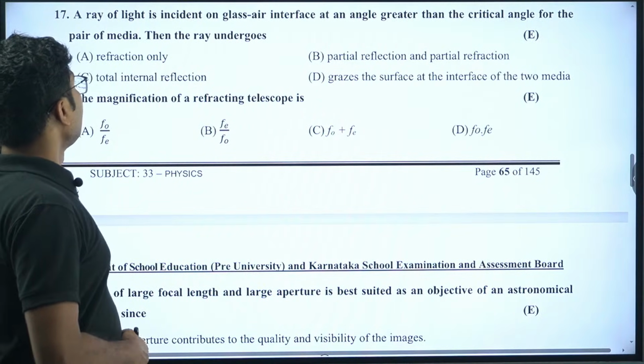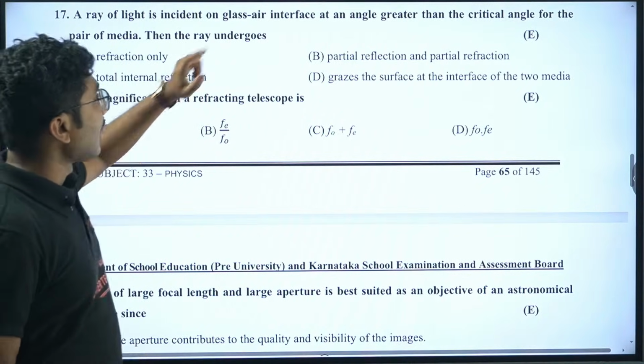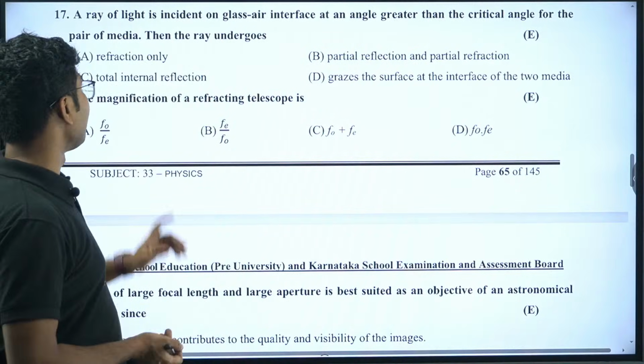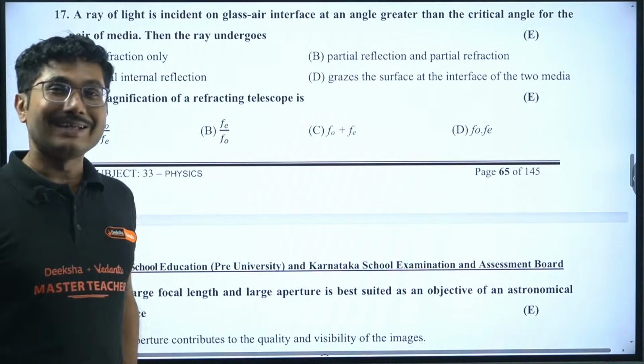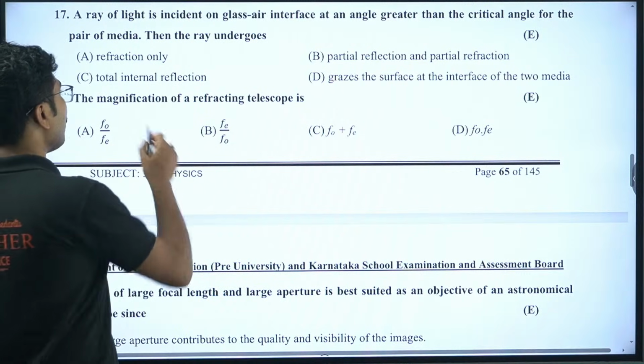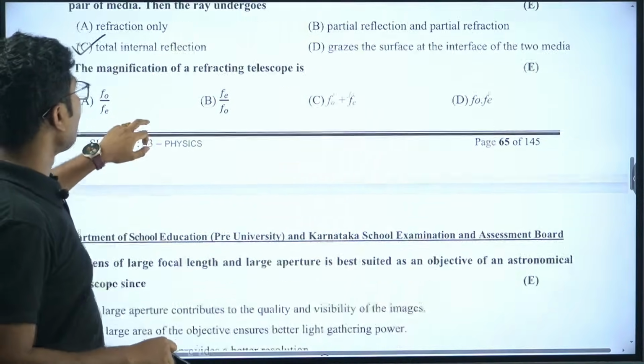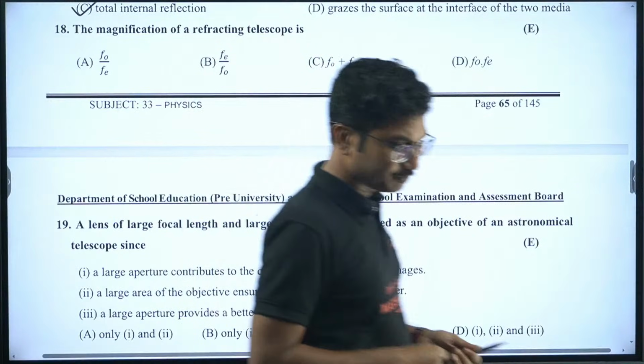A ray of light incident on glass air interface at an angle greater than the critical angle for the media. That means i is greater than theta c, so it should go total internal reflection. The light should go total internal reflection.